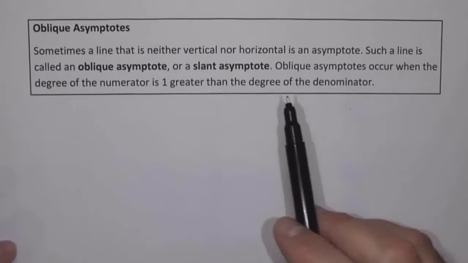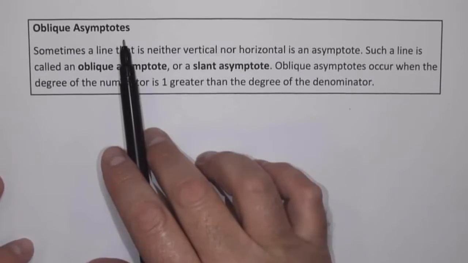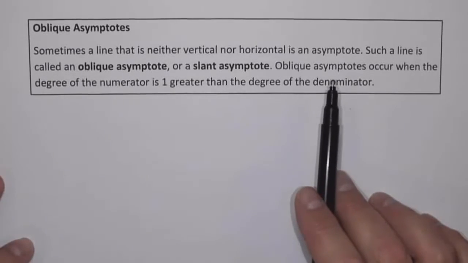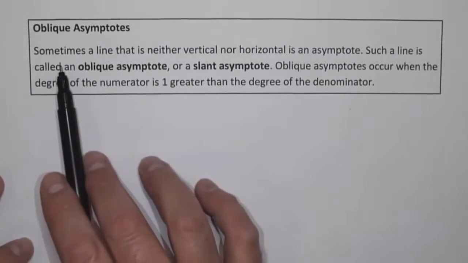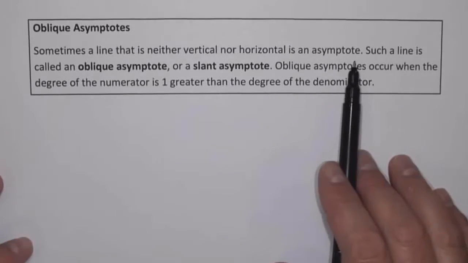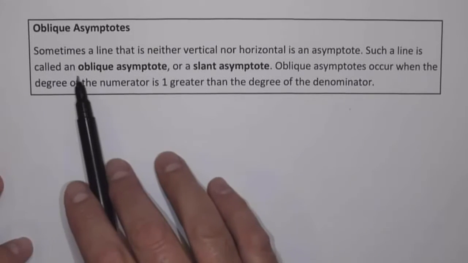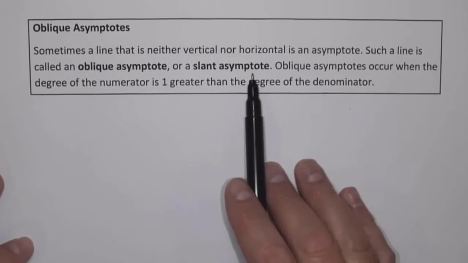So in the previous videos, we have discussed both vertical asymptotes and horizontal asymptotes. Here we're going to discuss oblique asymptotes. So what is an oblique asymptote? Sometimes a line that's neither vertical nor horizontal is an asymptote. Such a line is called an oblique asymptote or a slant asymptote.